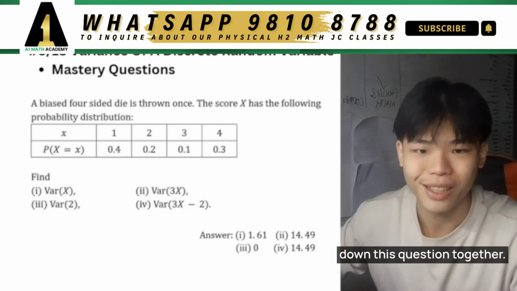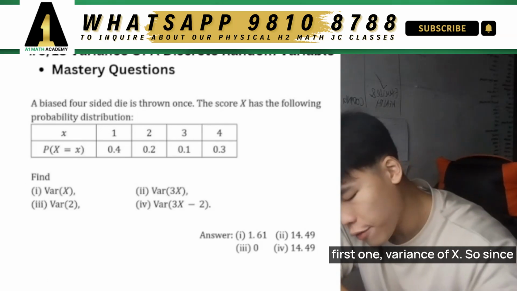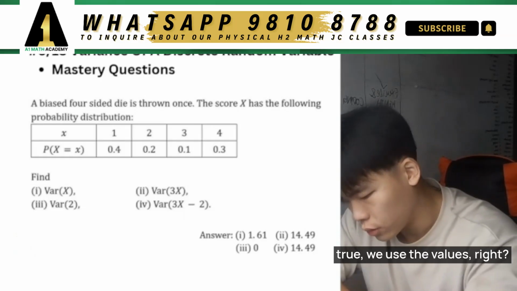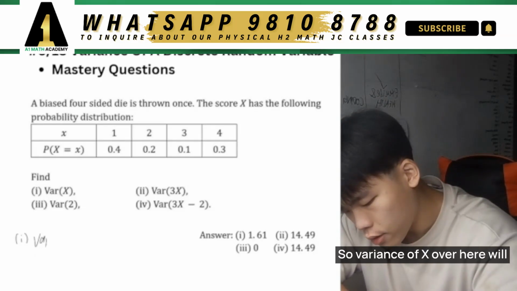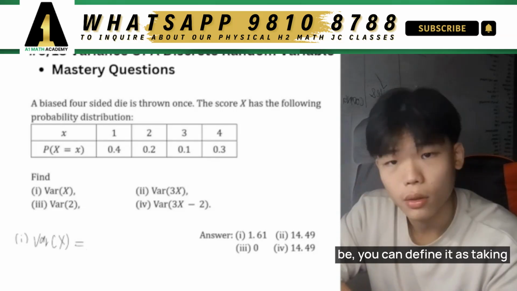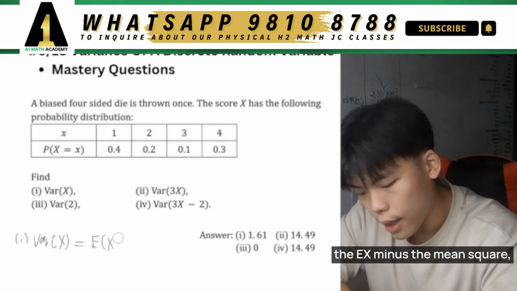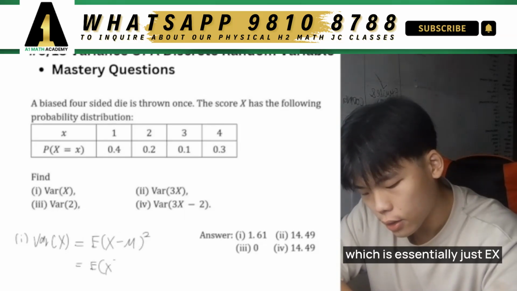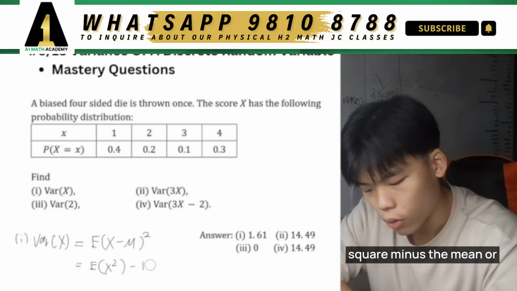down this question together. Alright, so starting off with the first one, variance of x. Since we have the table of values over here already, let's just straight away use the values, right? So variance of x over here, you can define it as taking the E(X²) minus the mean squared, which is essentially just E(X²) minus the mean, or mean score over here.